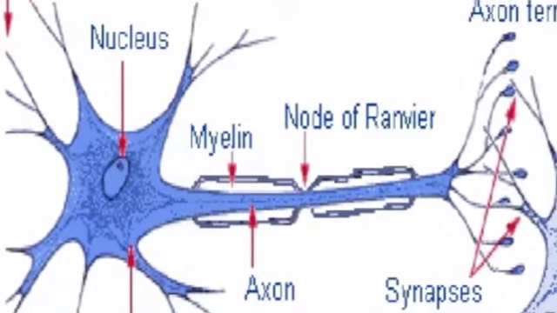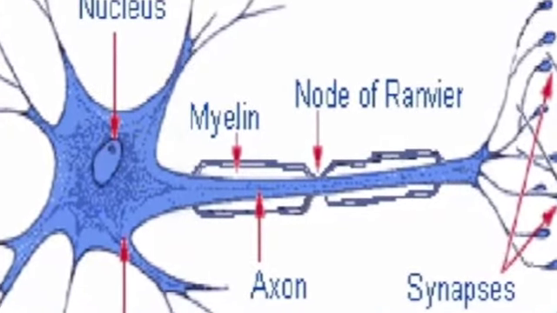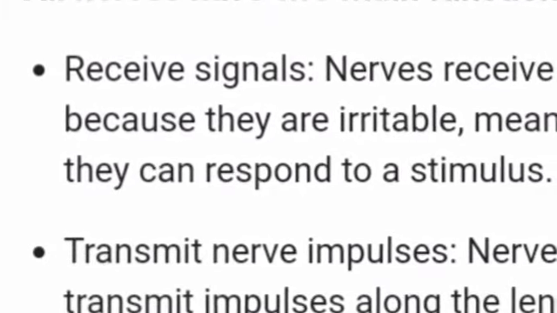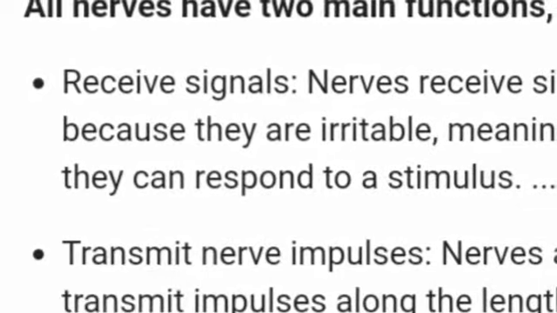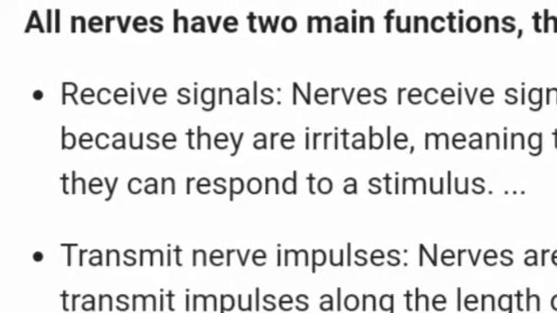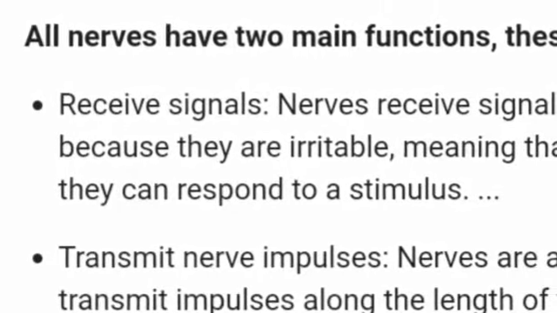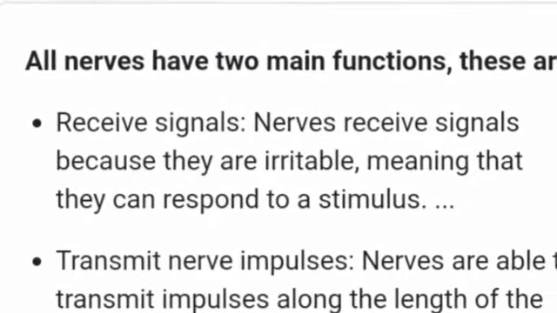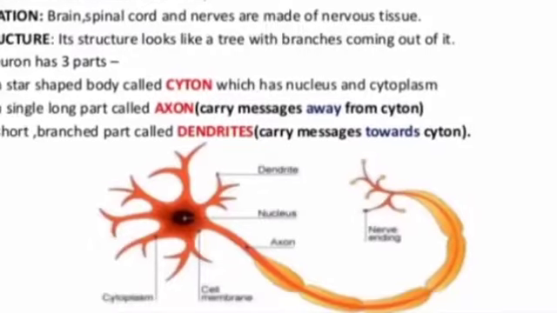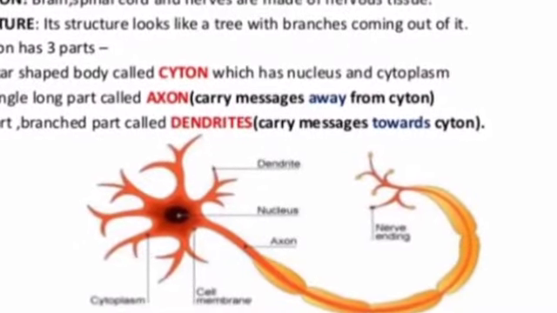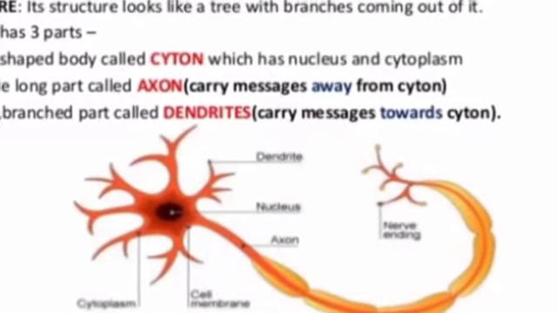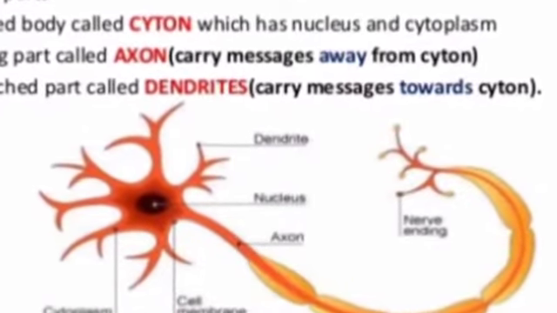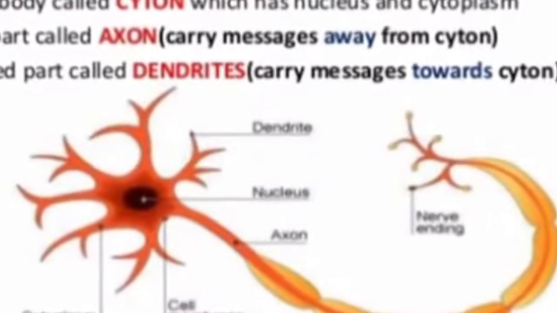Now let's see what the main functions of a neuron are. The functions are: it receives signals and impulses. And second, it transmits the nerve impulses in the form of electrical signals, like power lines. It controls all the activities of the body. Do you have any idea about the location of this nerve cell? Our brain, spinal cord and nerves are all made of nerve tissues.